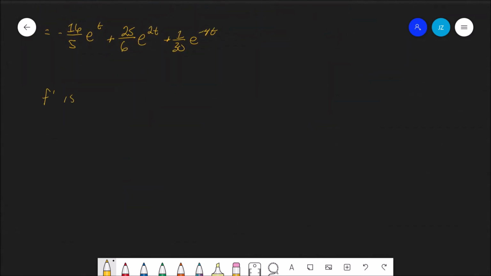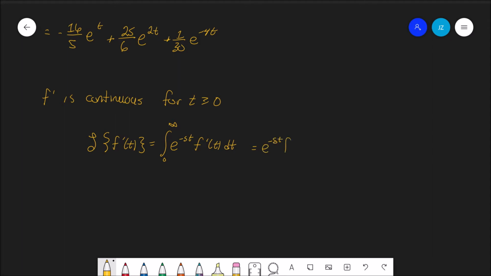Now, if f prime is continuous for t greater than or equal to 0, if we take the Laplace transform of f prime of t, we'll get the integral from 0 to infinity of e to the negative s t times f prime of t dt, which integration by parts will give us e to the negative s t times f of t from t equals 0 to infinity, plus s times the integral from 0 to infinity of e to the negative s t times f of t dt.